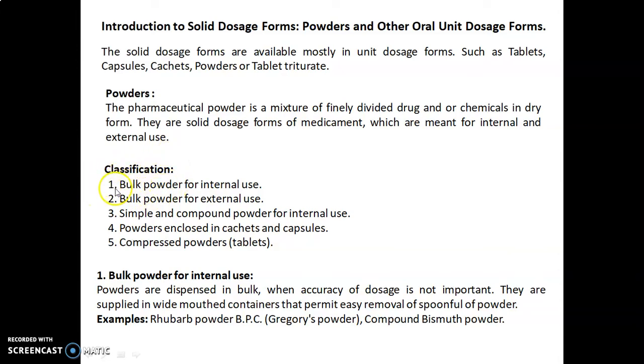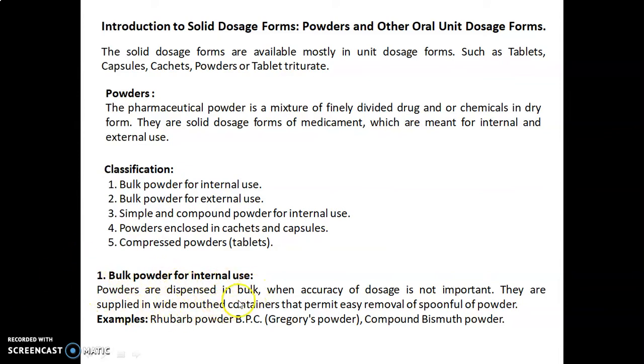Classification of powders: bulk powder for internal use, bulk powder for external use, simple and compound powder for internal use, powders enclosed in cachets and capsules, and fifth one, compressed powders, that is tablets, that are also known as tablet triturates. So first one we will discuss is the bulk powder for internal use.